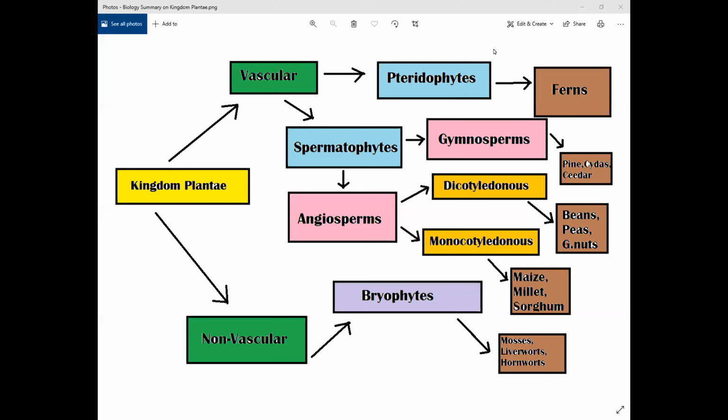When we follow the spermatophytes, you notice she has divided them into the pink ones. Those are the angiosperms and the gymnosperms, that is beautiful. First the gymnosperms, she has those examples, pine and cedar, that's what I can see. Then the angiosperms have been divided into the dicotyledonous and monocotyledonous, and we have the examples. This is another very beautiful one.